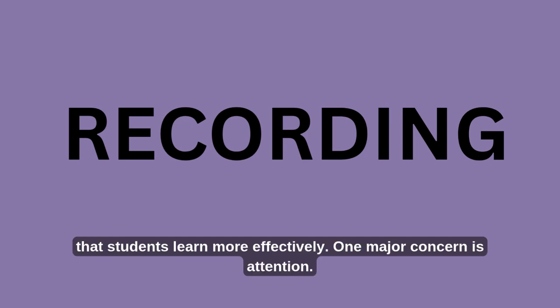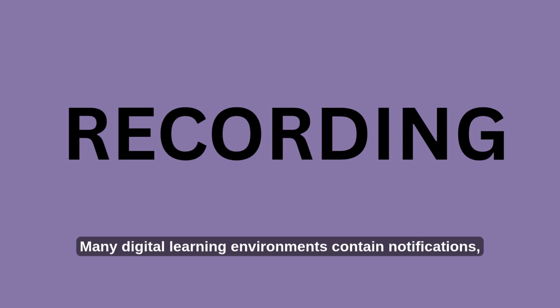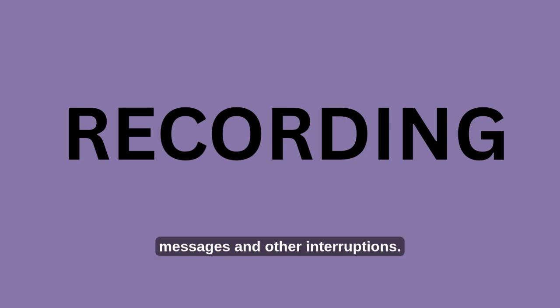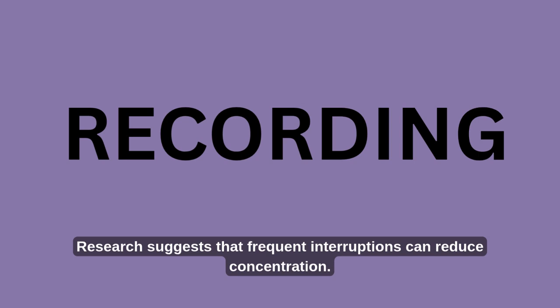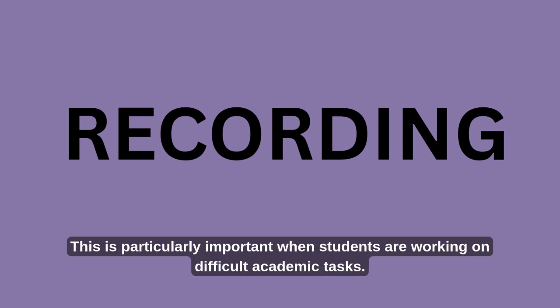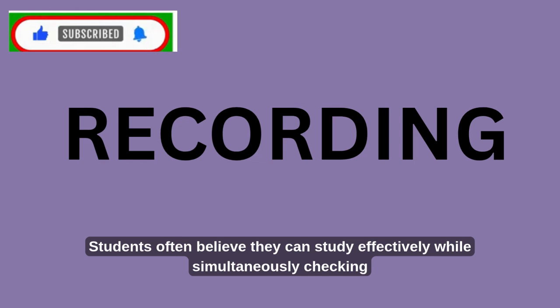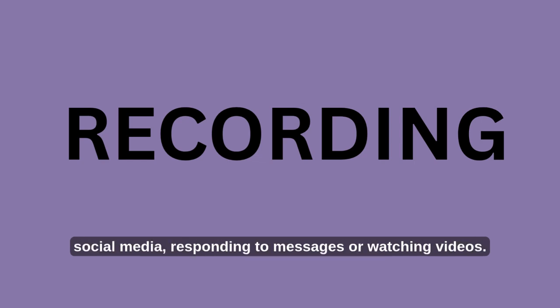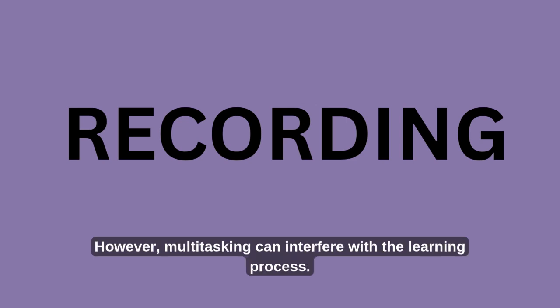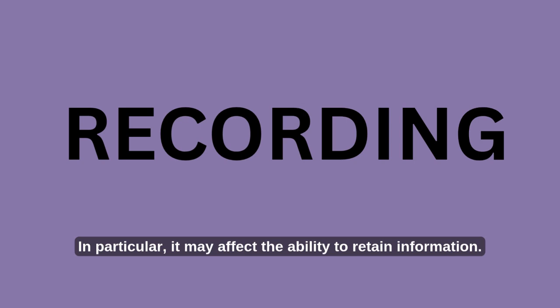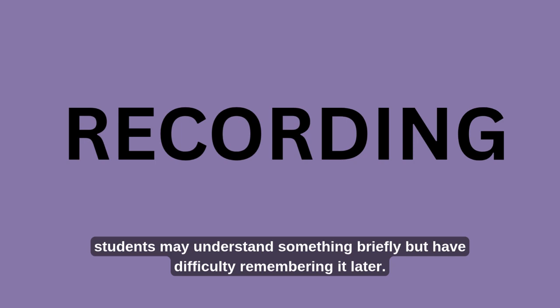One major concern is attention. Many digital learning environments contain notifications, messages, and other interruptions. Research suggests that frequent interruptions can reduce concentration. This is particularly important when students are working on difficult academic tasks. Another issue is multitasking. Students often believe they can study effectively while simultaneously checking social media, responding to messages, or watching videos. However, multitasking can interfere with the learning process. In particular, it may affect the ability to retain information. In other words, students may understand something briefly but have difficulty remembering it later.